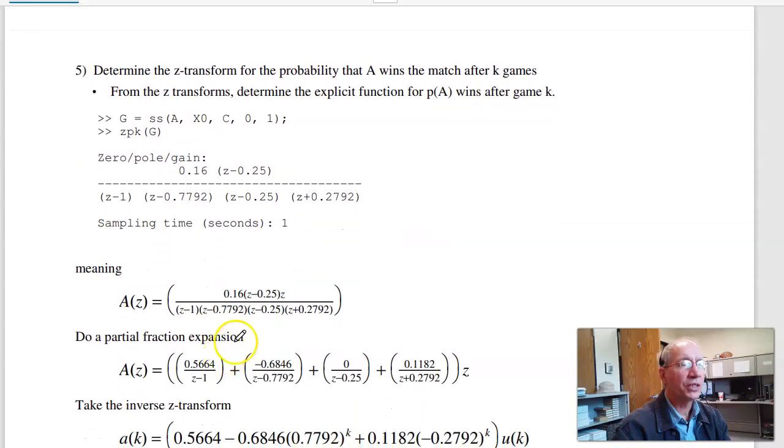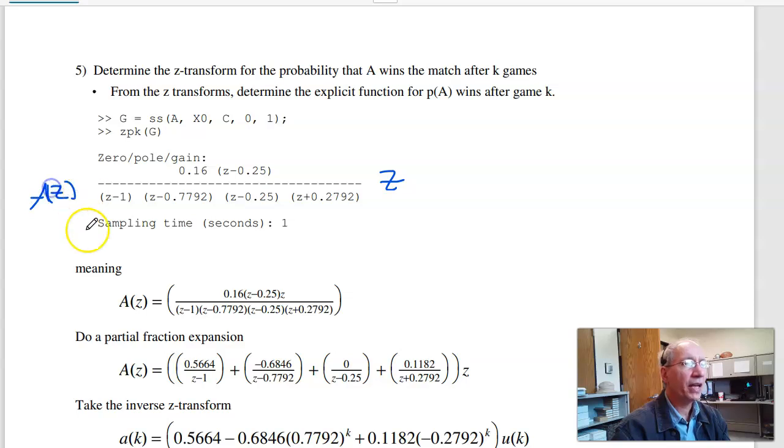I can do that using Z transforms. Given the state transition matrix and the initial condition, C is 1, 0, 0, 0, since I'm looking at player A. D is always 0, with a sampling rate of 1. Input that into MATLAB, find the transfer function, times Z, and that is A of Z.